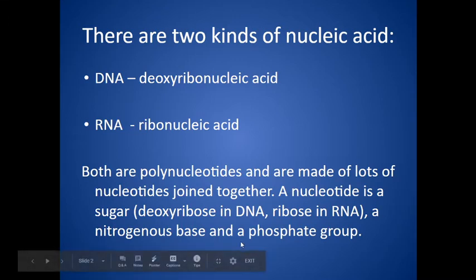Now, both of these are polynucleotides. Polynucleotides just means that we have lots of nucleotides that have been joined together and it forms a long chain. Now, a nucleotide is made up of a sugar, which is deoxyribose in DNA or a ribose sugar in RNA, a nitrogenous base, so A's, T's, C's, G's, and a phosphate group.